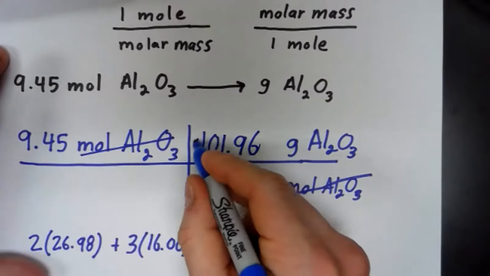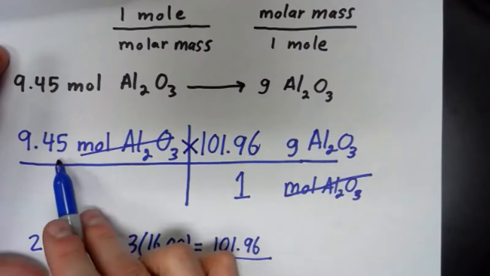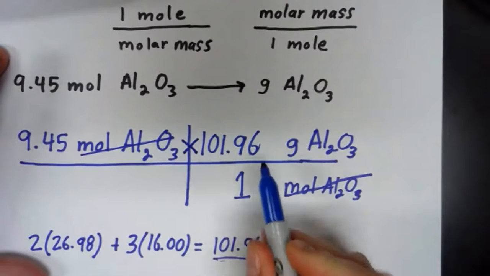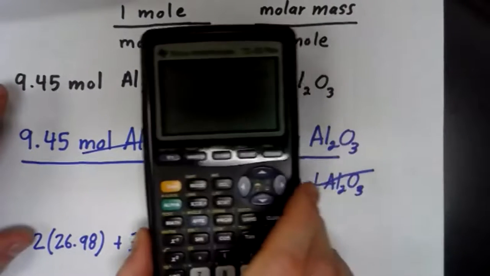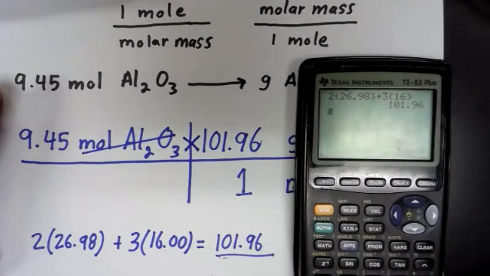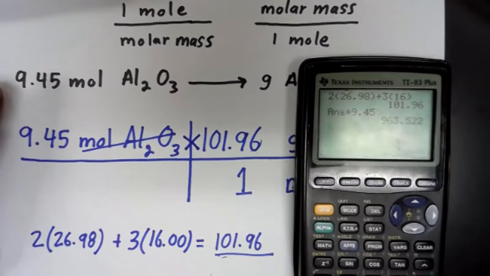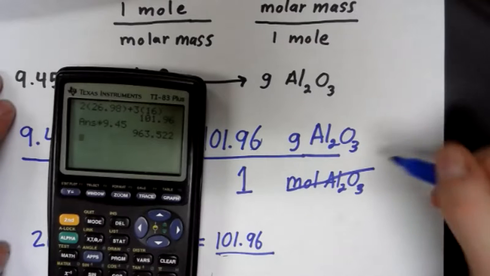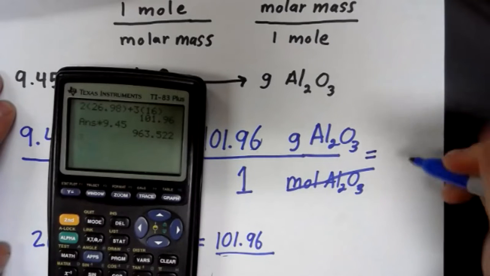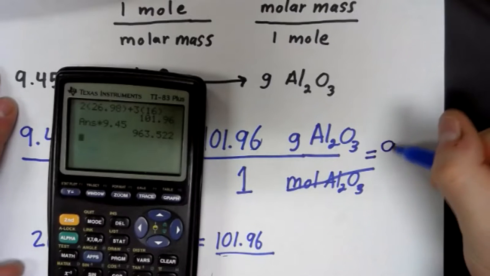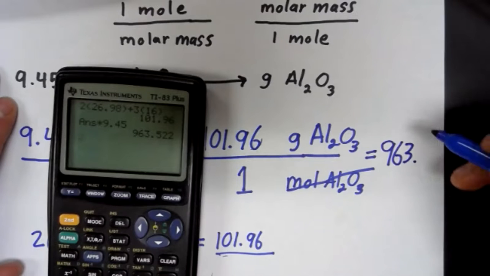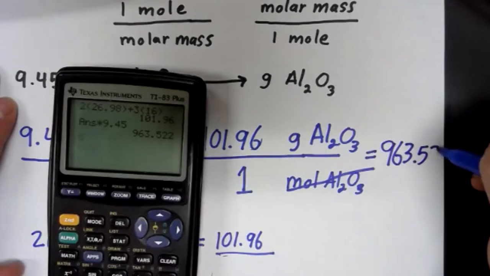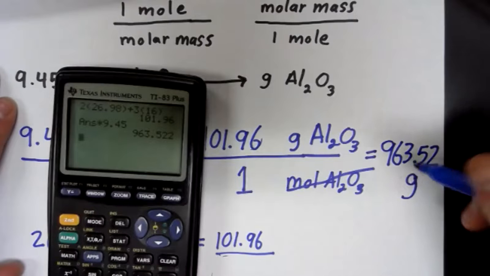So now what we need to do is multiply our 9.45 by 101.96, and then divide that by 1. So I still have that set up here. All I'm going to do right now is, to make things a little bit quicker, just multiply this value by 9.45. And what we see is that when you take 9.45 moles of aluminum oxide, what that ends up giving us is 963.52, and then our units for that would be grams.